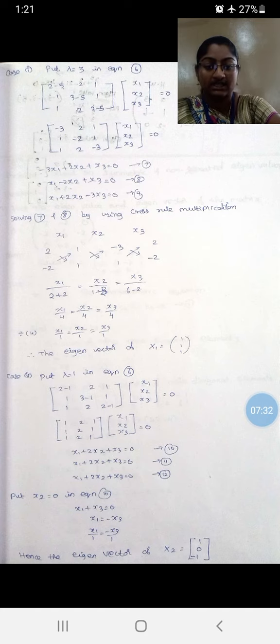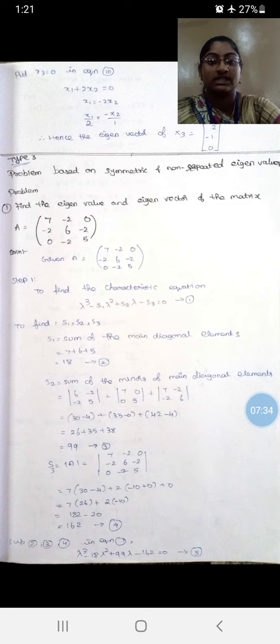Similarly, put x3 equal to 0 in equation 10. I can find the value for capital X3, that is 2, minus 1, 0. Hence I find the 3 eigenvectors. This is my type 2 problem.